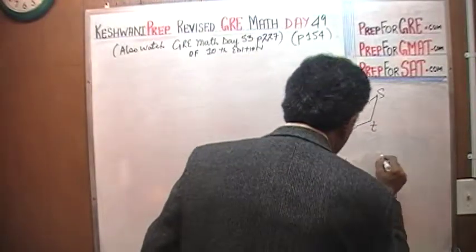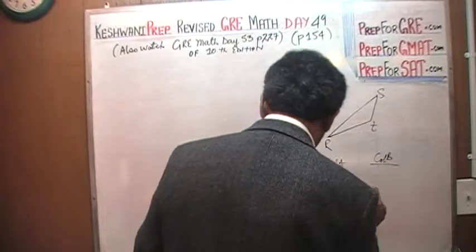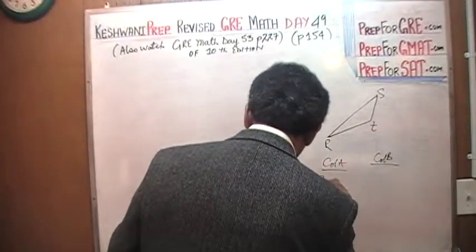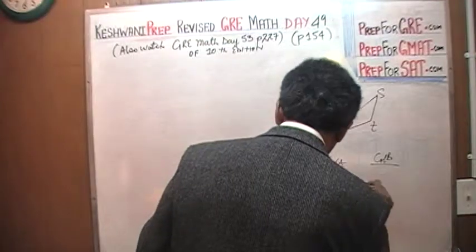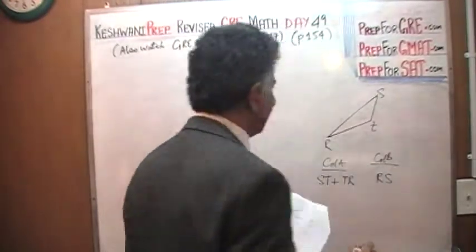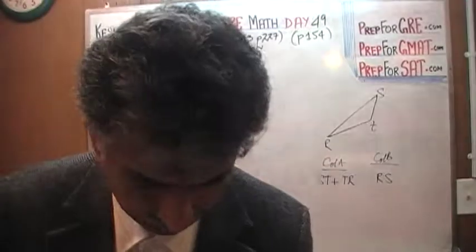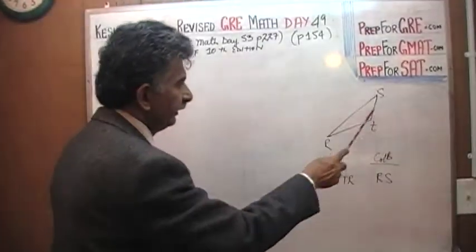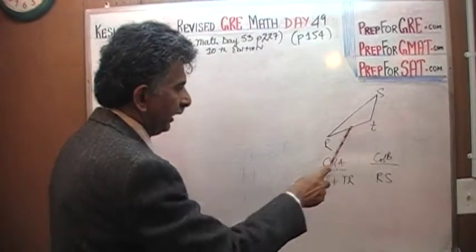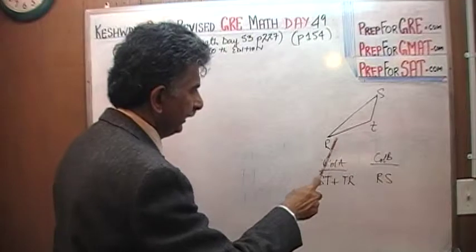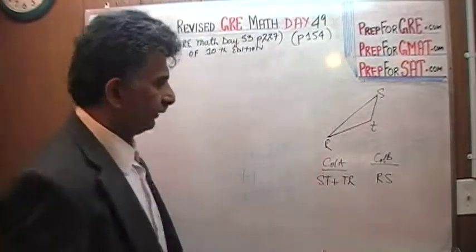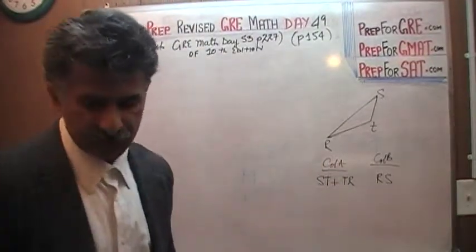Column A, column B. They want you to compare ST plus TR versus RS. Let's take a look at it one more time. ST, and then RS. ST plus TR versus RS. And our job simply is to tell them which column is bigger.